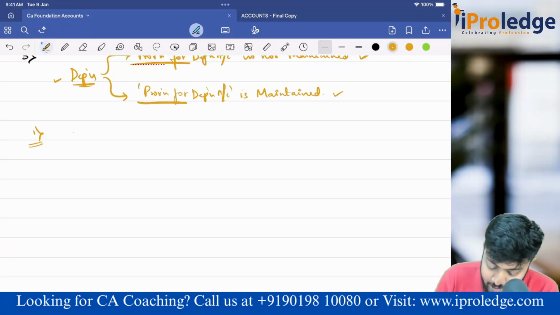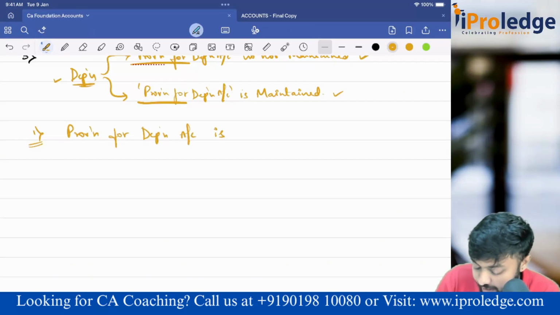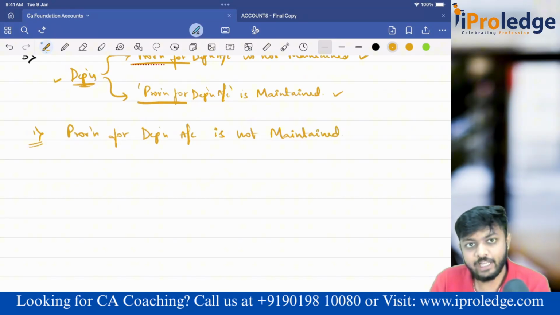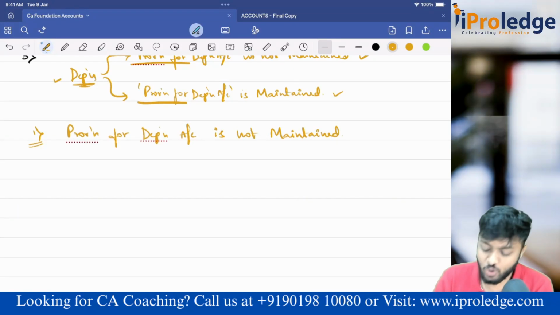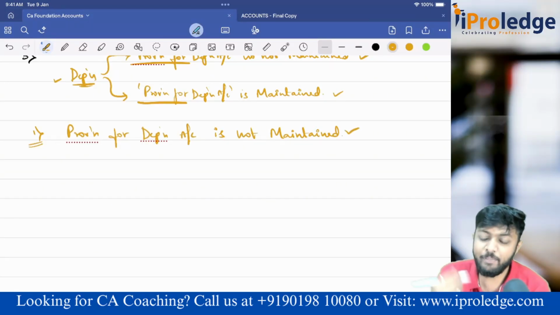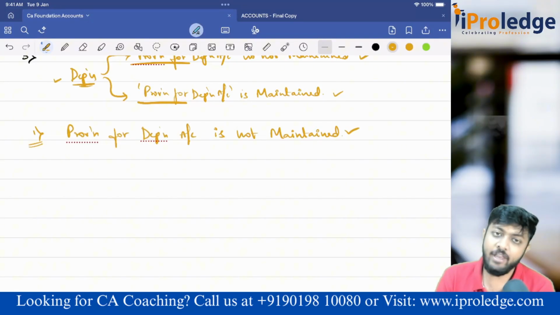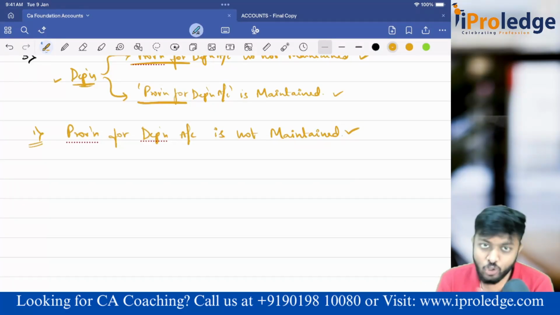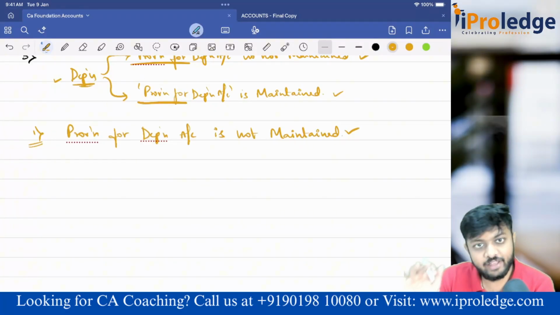Let's assume that provision for depreciation account is not maintained. Okay. That means you are normally doing depreciation. So if you are not maintaining provision for depreciation account, then for depreciation what will be the entry? It is normal depreciation account debit to non-current asset. That's all. Asset is directly decreasing.